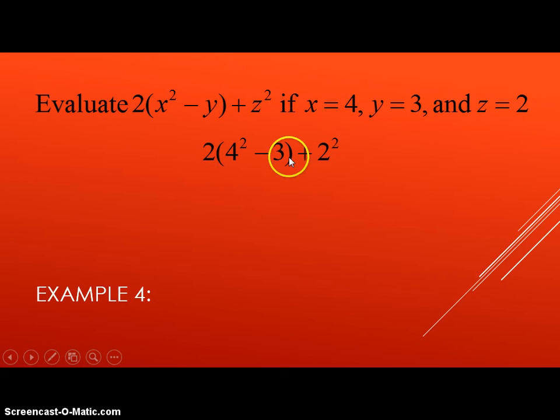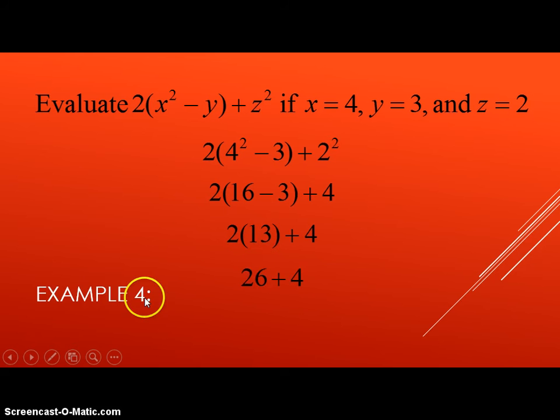And now order of operations. I'm going to take care of the parentheses first. There is an exponent inside the parentheses, so I'm going to do that first. I'm going to make this subtraction, which is 13. And if I just keep the grouping symbols, that implies multiplication. So 2 times 13 is 26. And then 26 plus 4 is 30.